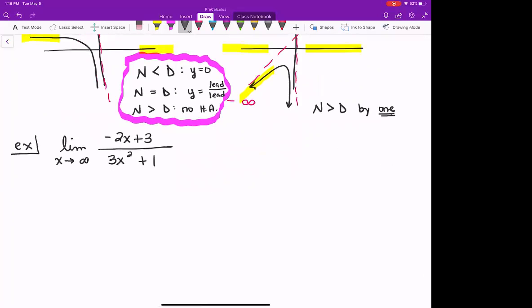I'm ignoring the limit for just a second. So just pretend like that limit isn't even there. We'll just cover it up for just a second. So I'm just going to look at the rational function right here. And I'm going to think, do I have a horizontal asymptote? So the answer is, well, yeah, I have a horizontal asymptote because the degree of the top is smaller than the degree of the bottom. And when that happens, the horizontal asymptote is y equals 0.